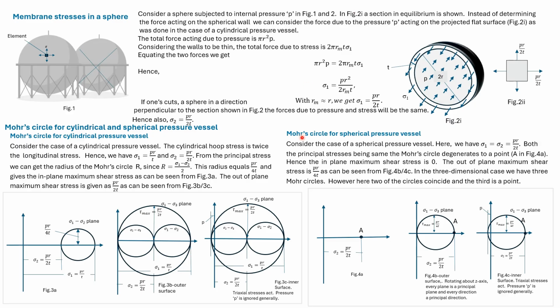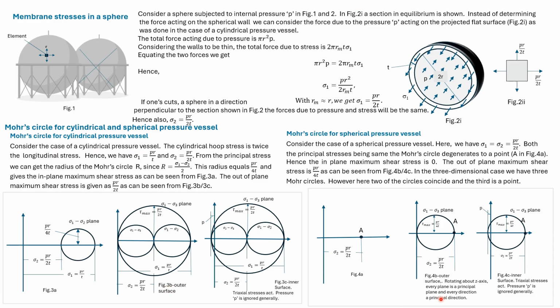Now consider Mohr's circle for spherical pressure vessel. Sigma 1 and sigma 2 are of equal magnitude, and the Mohr's circle in the sigma 1 sigma 2 plane degenerates to a point.